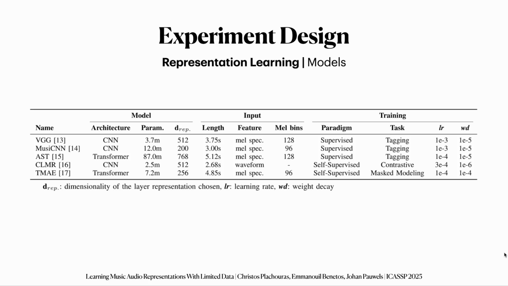VGG is a small version for music of the original proposed VGG network. Musicnn uses more carefully designed filters to tailor to the music domain. And we also selected the audio spectrogram transformer. All of these are trained in a supervised fashion on tagging. We also selected CLMR, which is a music version of SimCLR, trained in a self-supervised manner with various augmentations, and AudioMAE, a transformer masked autoencoder, a relatively small version.